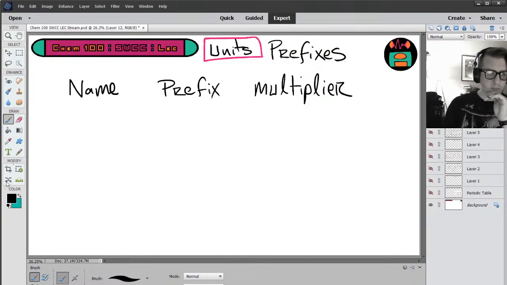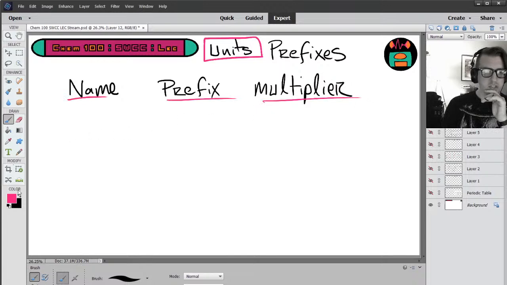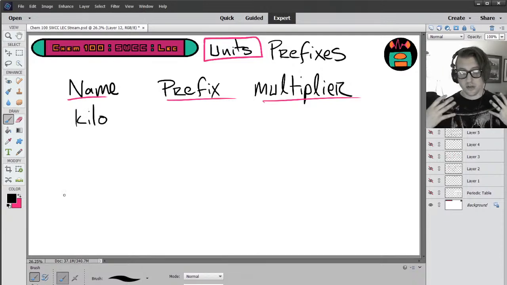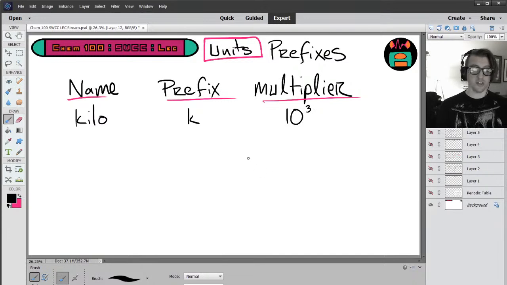All right, so let's talk about prefixes. The first one, we've already alluded to it, is kilo. Kilometer, kilogram, we've heard these. The prefix is a lowercase k, and the multiplier is 10 to the power of 3, or 1,000. So a kilogram is 1,000 grams. It's 10 to the third grams.